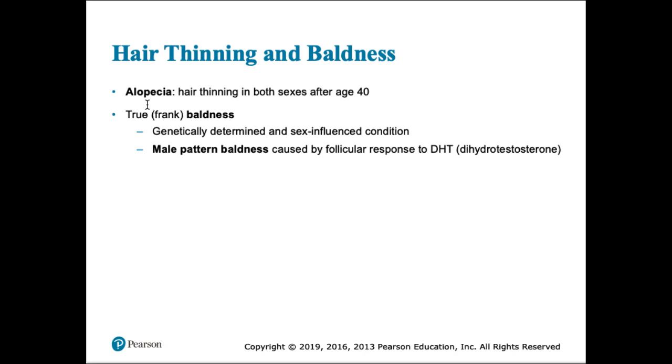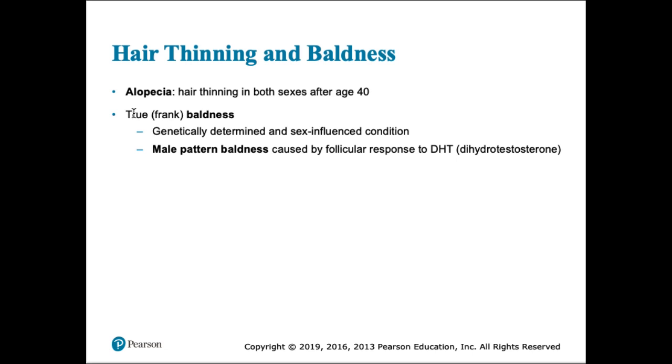Hair thinning, I mentioned a little bit about that. One is alopecia. That's hair thinning in both sexes after the age of 40. However, people can have stress-related alopecia at any age. Somebody in their teens and 20s going through extreme stress can be experiencing patches of hair loss too. Usually, as you age, it's an overall hair thinning of alopecia as opposed to stress, which can come out in more clump-like areas.